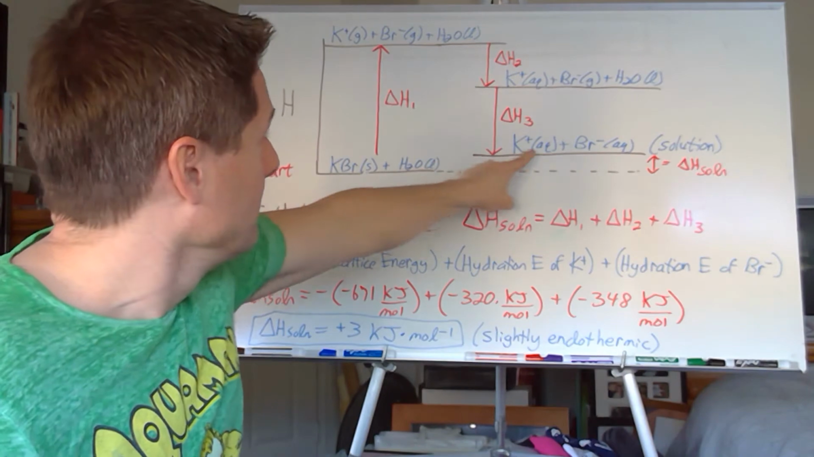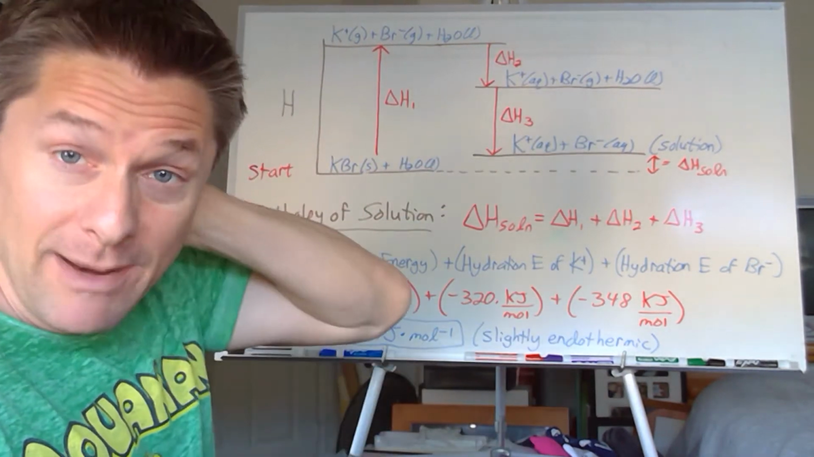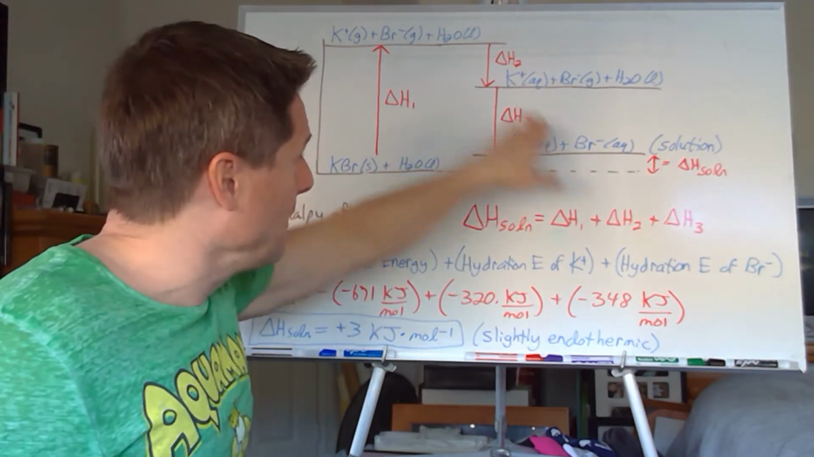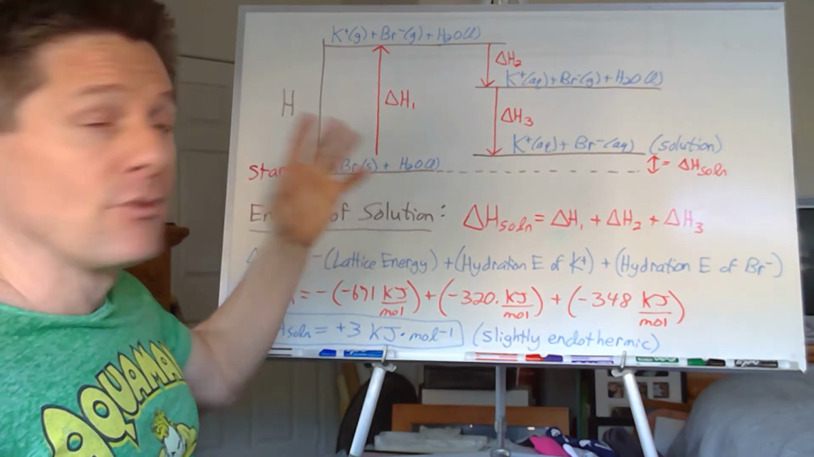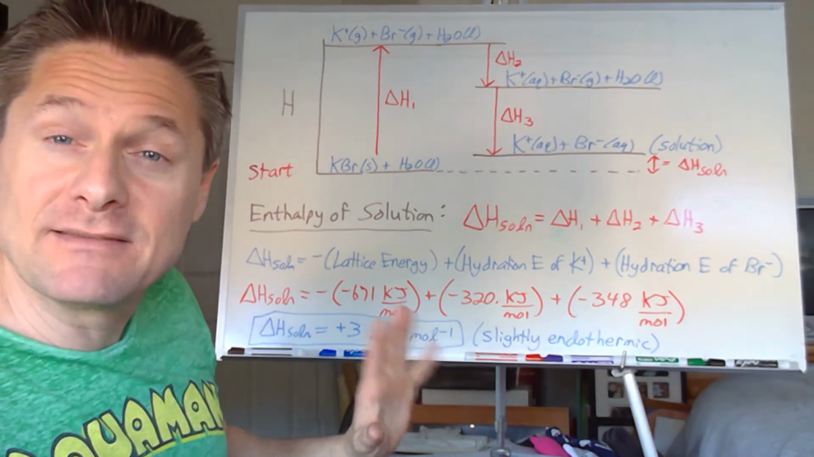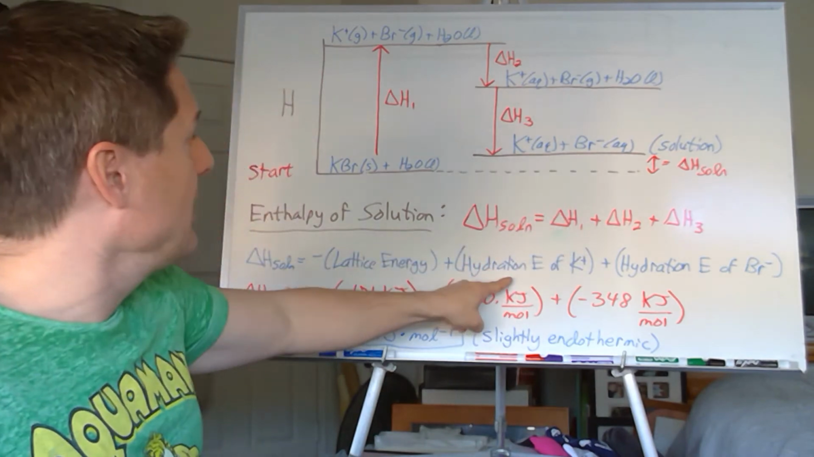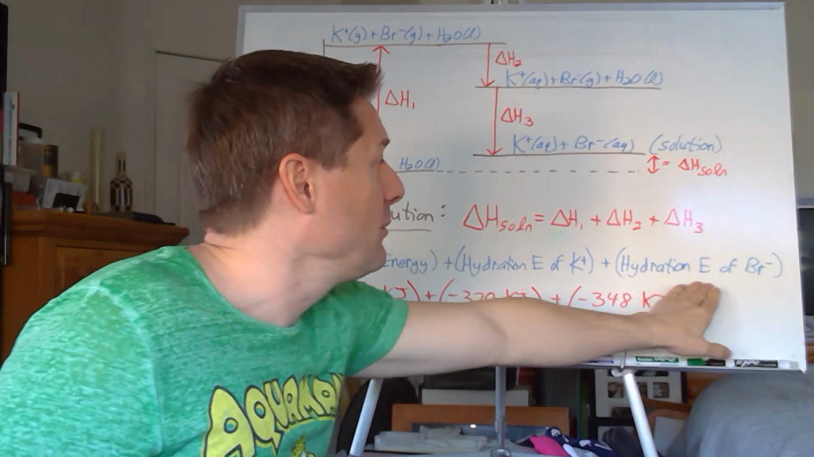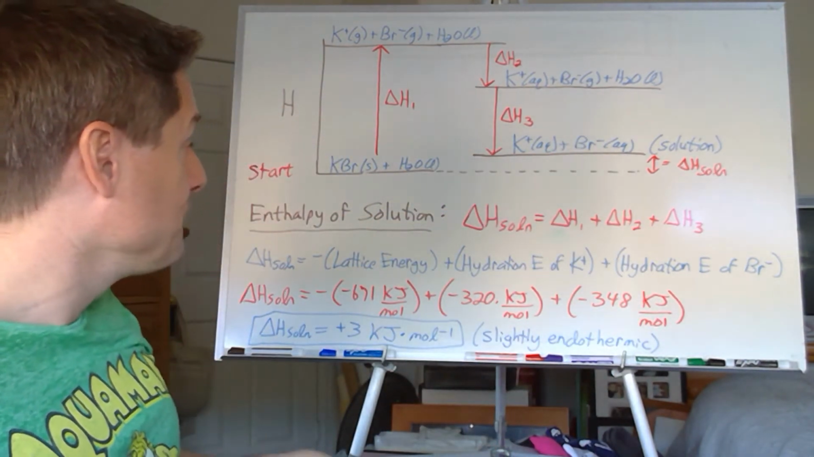Path 1, from here to here. Path 2, from here that way, kind of like a Born-Haber diagram. So the enthalpy of solution, again, will just be the sum of those three. Thank you, Hess's law. And again, delta H1 is the reverse of the lattice energy, so it'll be the negative of whatever that lattice energy is. And if I provide you that, it's a piece of cake, right? Delta H2 will be the hydration energy of the cation, in this case the potassium ion. And delta H3 will be the hydration energy of the bromide ion, or whatever anion you're dealing with at the time.